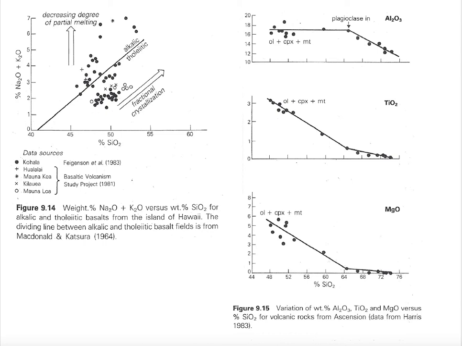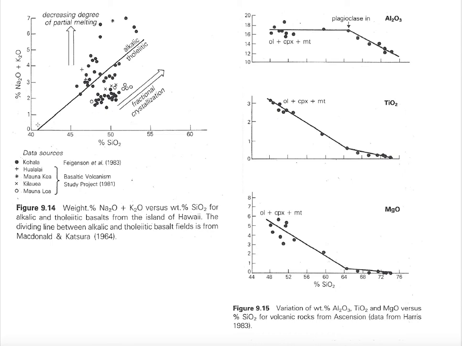So now we have this nice diagram here. We have again the boundary between alkalic and tholeiitic. When we follow the tholeiitic trend, we are following more or less the fractional crystallization trend, that is this here. And if we have the alkalic trend, then we go here toward a decreasing degree of partial melting. And we have here the different locations.